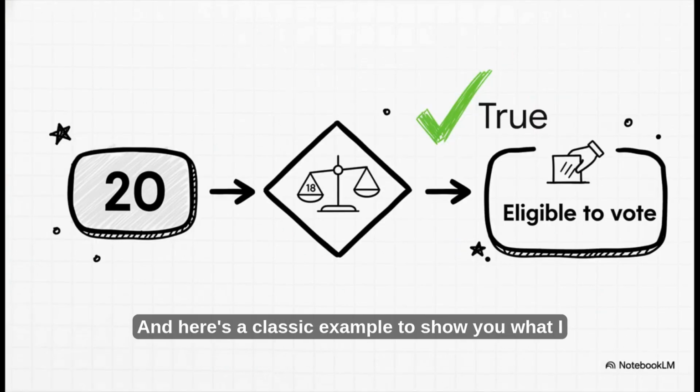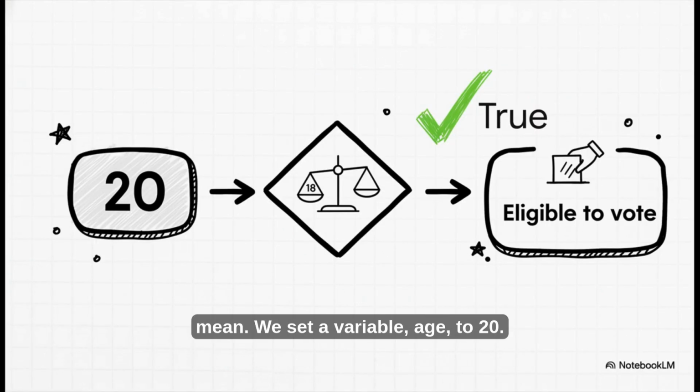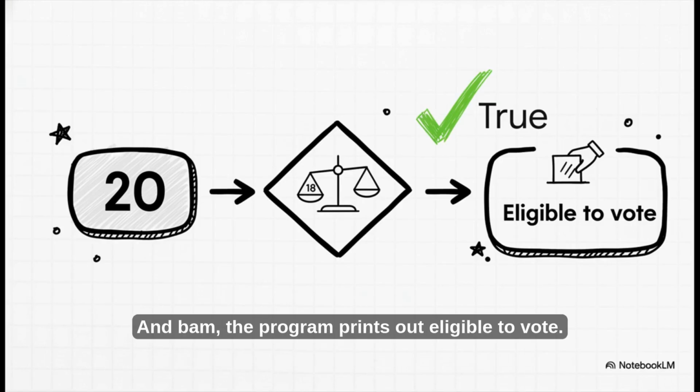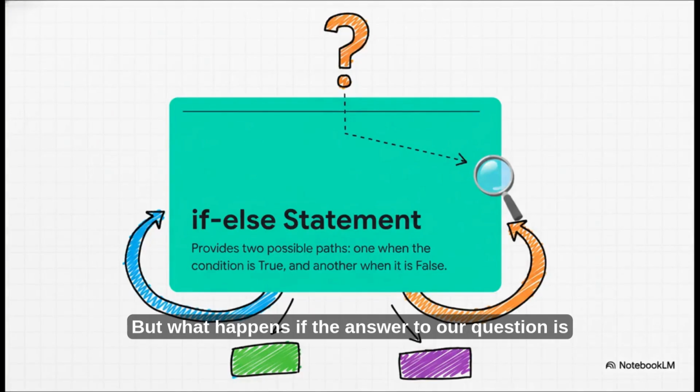And here's a classic example to show you what I mean. We set a variable, age, to 20. The code then asks, is the age greater than or equal to 18? Well, since 20 is definitely bigger than 18, that condition is true. And bam, the program prints out eligible to vote. Simple as that. But what happens if the answer to our question is no?